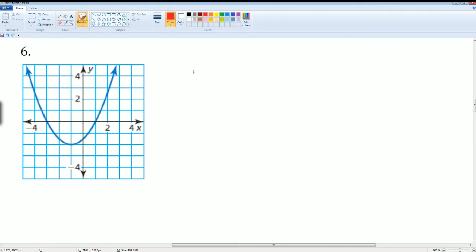All right, so let's look at your domain. Okay. You should already be used to what the domain is for a parabola, right? What happens as you keep going left? It goes all the way to negative infinity. What happens when you go right? It goes all the way to positive infinity. So, negative infinity all the way to positive infinity. That is your domain.